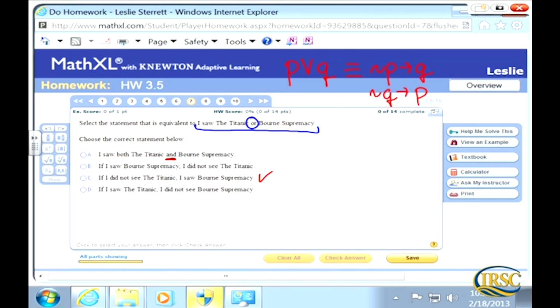And then notice that D is the same as B. They just reversed which movie. If I saw the Titanic, I did not see Bourne Supremacy. Again, not necessarily.